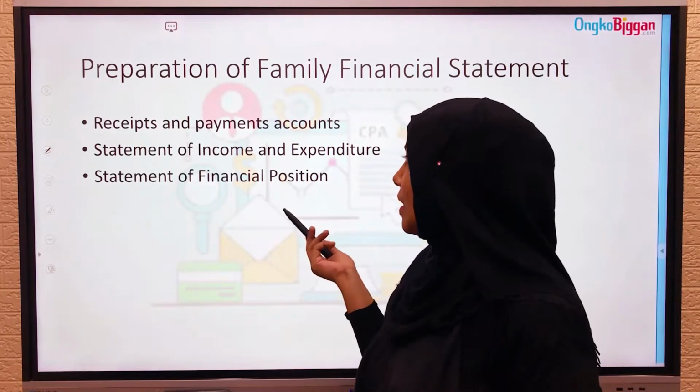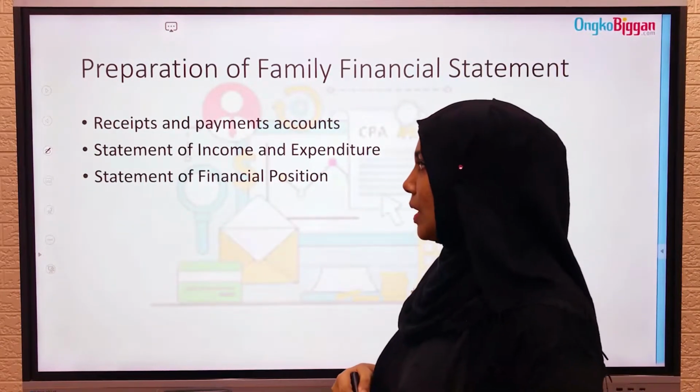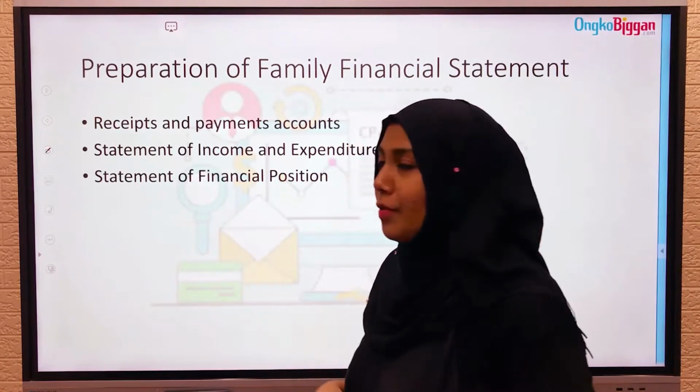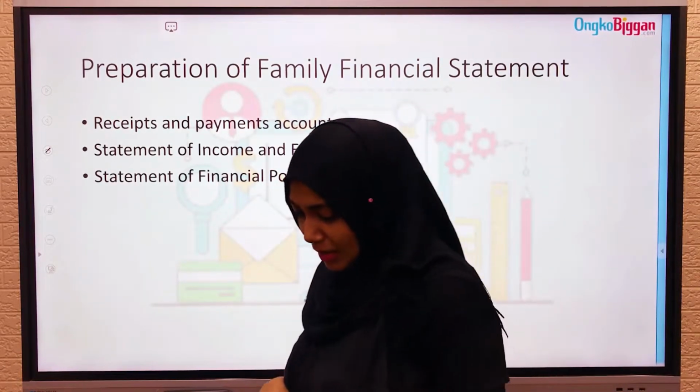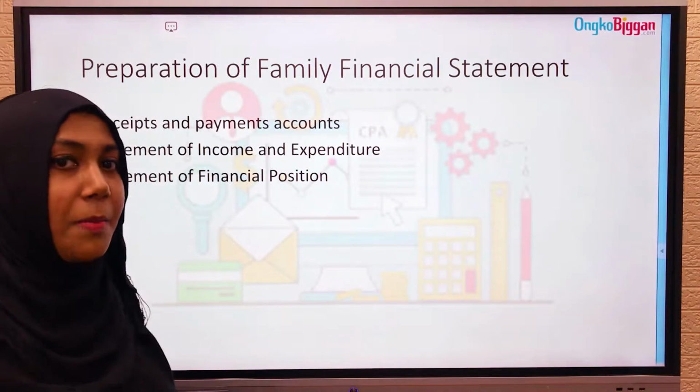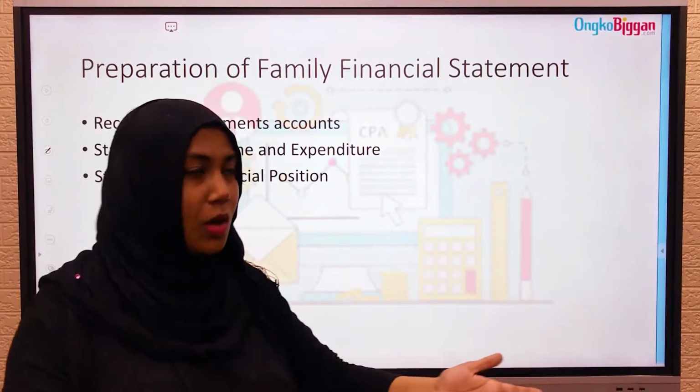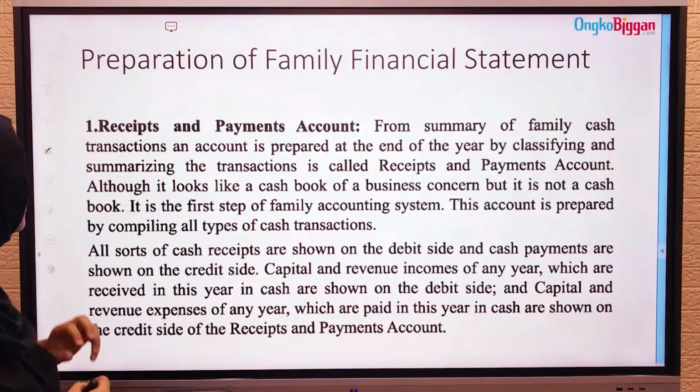Secondly, the statement of income and expenditure. And thirdly, the statement of financial position: how much money at the end of the year I have in my hand to run the next year. Okay, so these are the three categories.